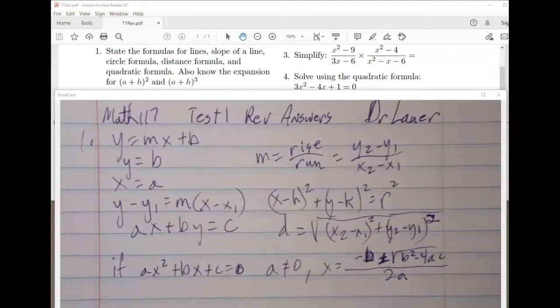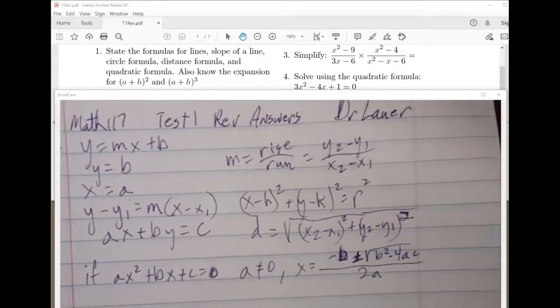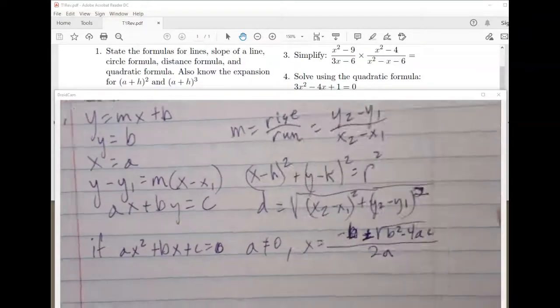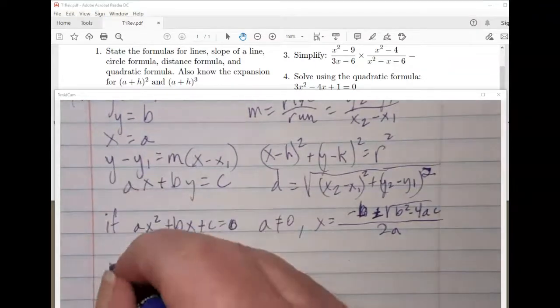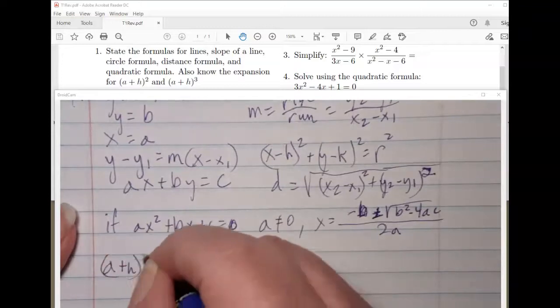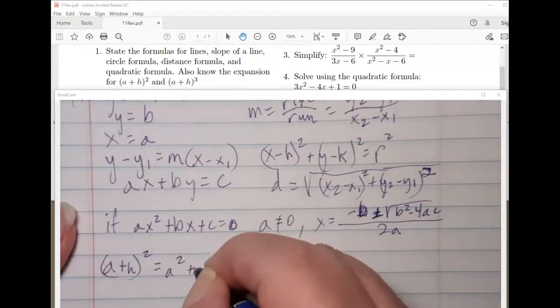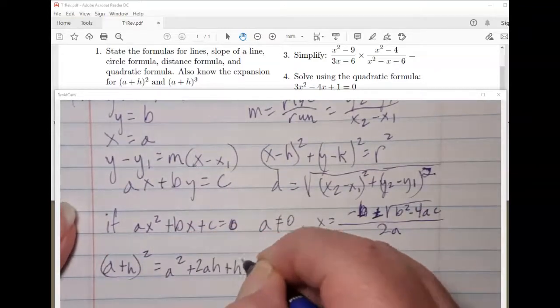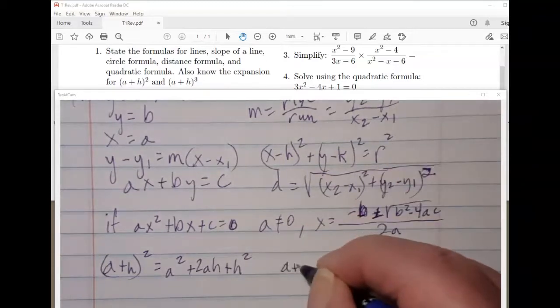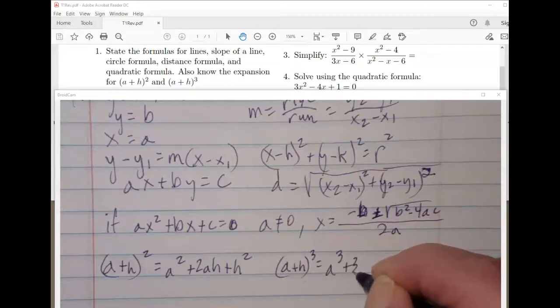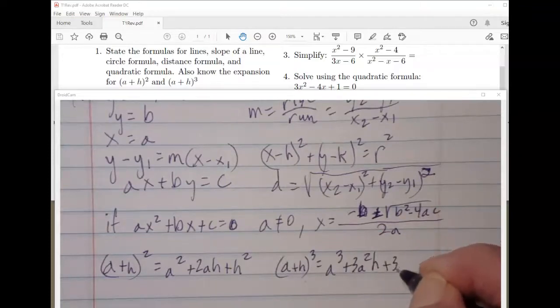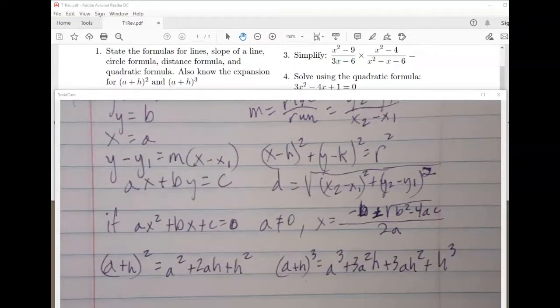And then you need the expansions for (a plus h) squared and (a plus h) cubed. So (a plus h) squared is a squared plus 2ah plus h squared, and (a plus h) cubed is a cubed plus 3a squared h plus 3ah squared plus h cubed. You should be able to write them just like I did. All it is is a formula.